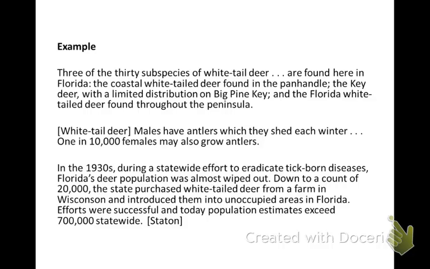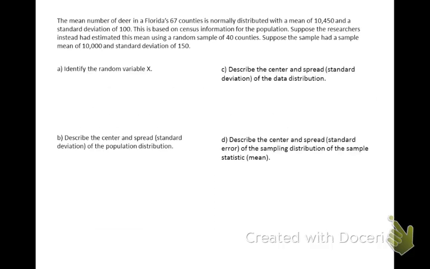In the 1930s, during a statewide effort to eradicate tick-borne diseases, Florida's deer population was almost wiped out. Down to a count of 20,000, the state purchased white-tailed deer from a farm in Wisconsin and introduced them into unoccupied areas in Florida. Efforts were successful, and today population estimates exceed 700,000 deer statewide. The mean number of deer in Florida's 67 counties is normally distributed with the mean and standard deviation given. This is based on census information for the population.